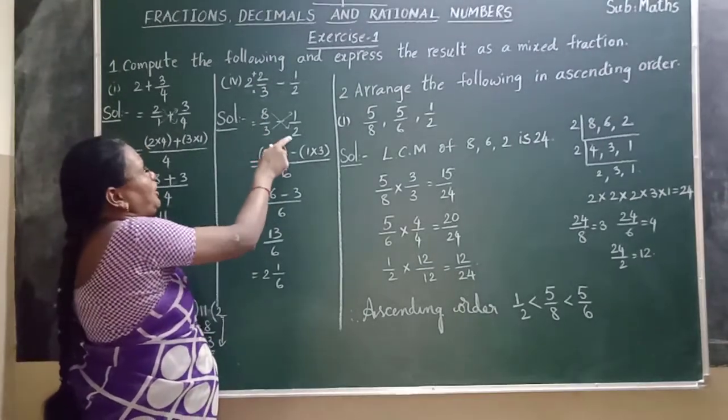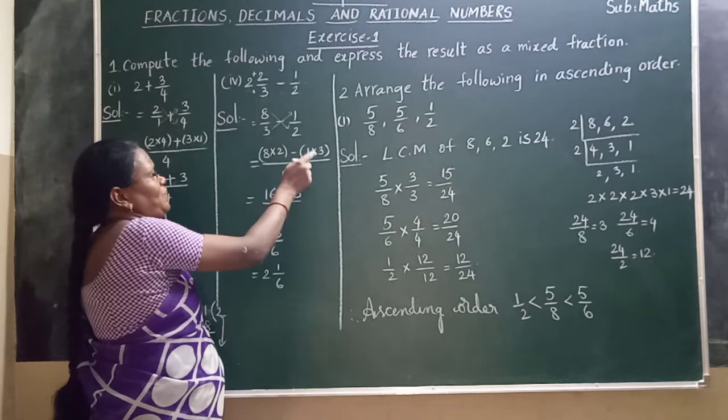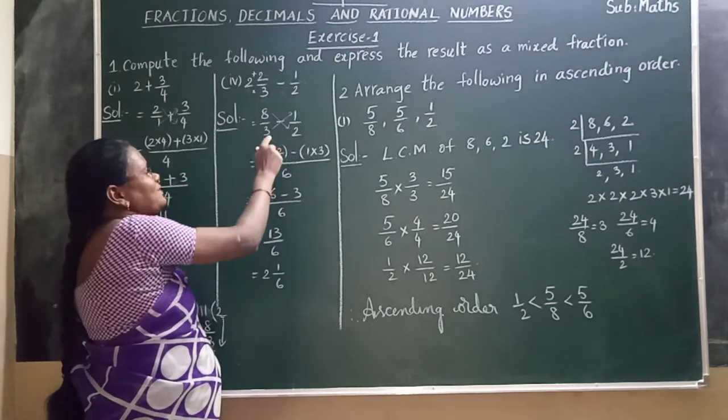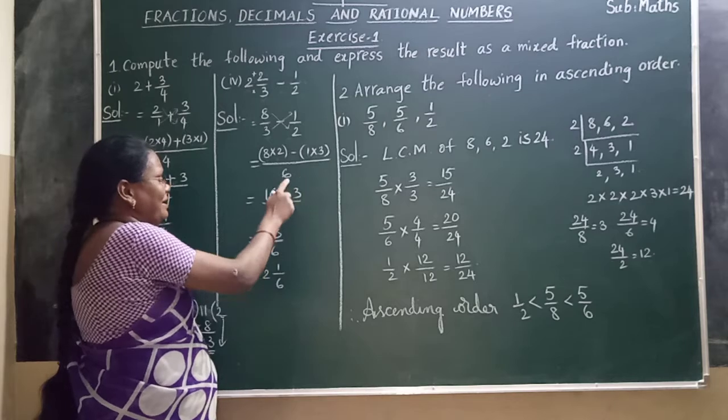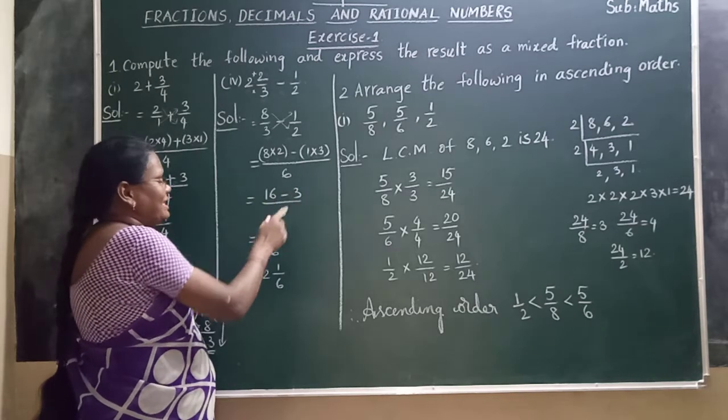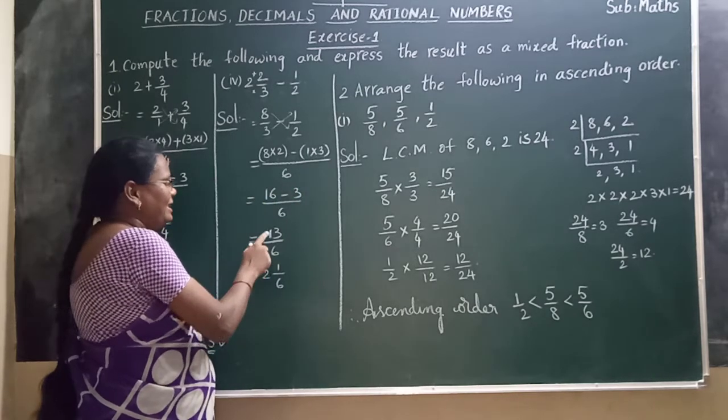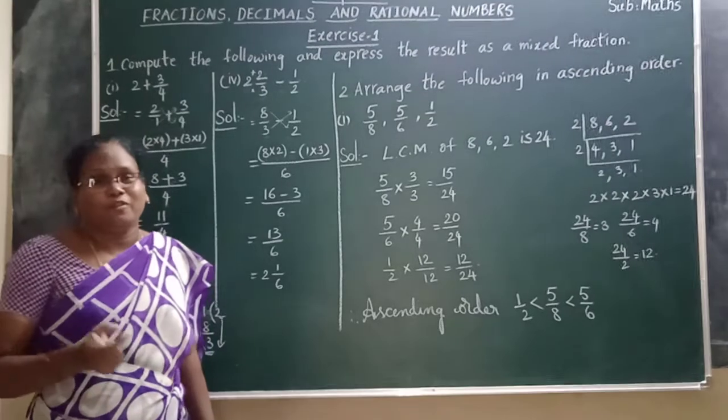Cross multiplication. 8 into 2 minus 1 into 3. 8 2s are 16 minus 1 into 3. 1 3 is 3, by 6. 16 minus 3 is 13 by 6.